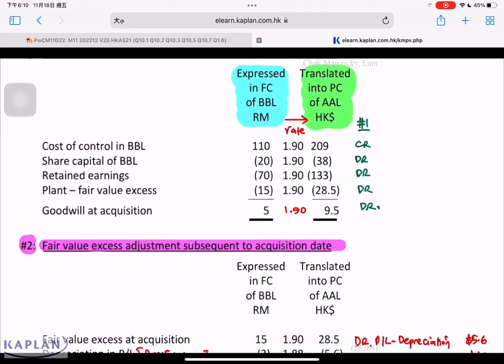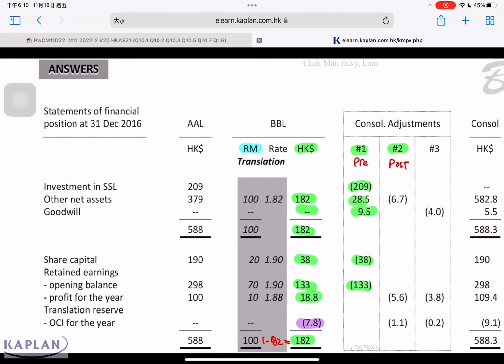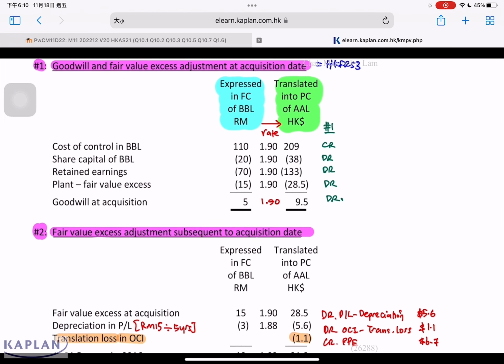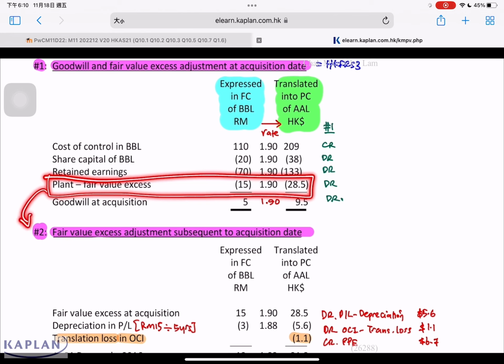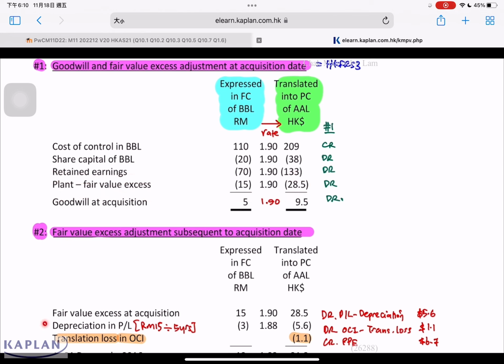Show this on the worksheet. We must adjust the plant for 2 items. First, we must reduce because of depreciation to P&L. Second item is to reduce the plant because of translation loss. Total adjustment of plant is equal to 6.7. Entry number 3 is to adjust goodwill. Earlier on, we took out this amount and show it as working 2. First, we must account for the depreciation adjustment. The second one, we have to do the translation differences.